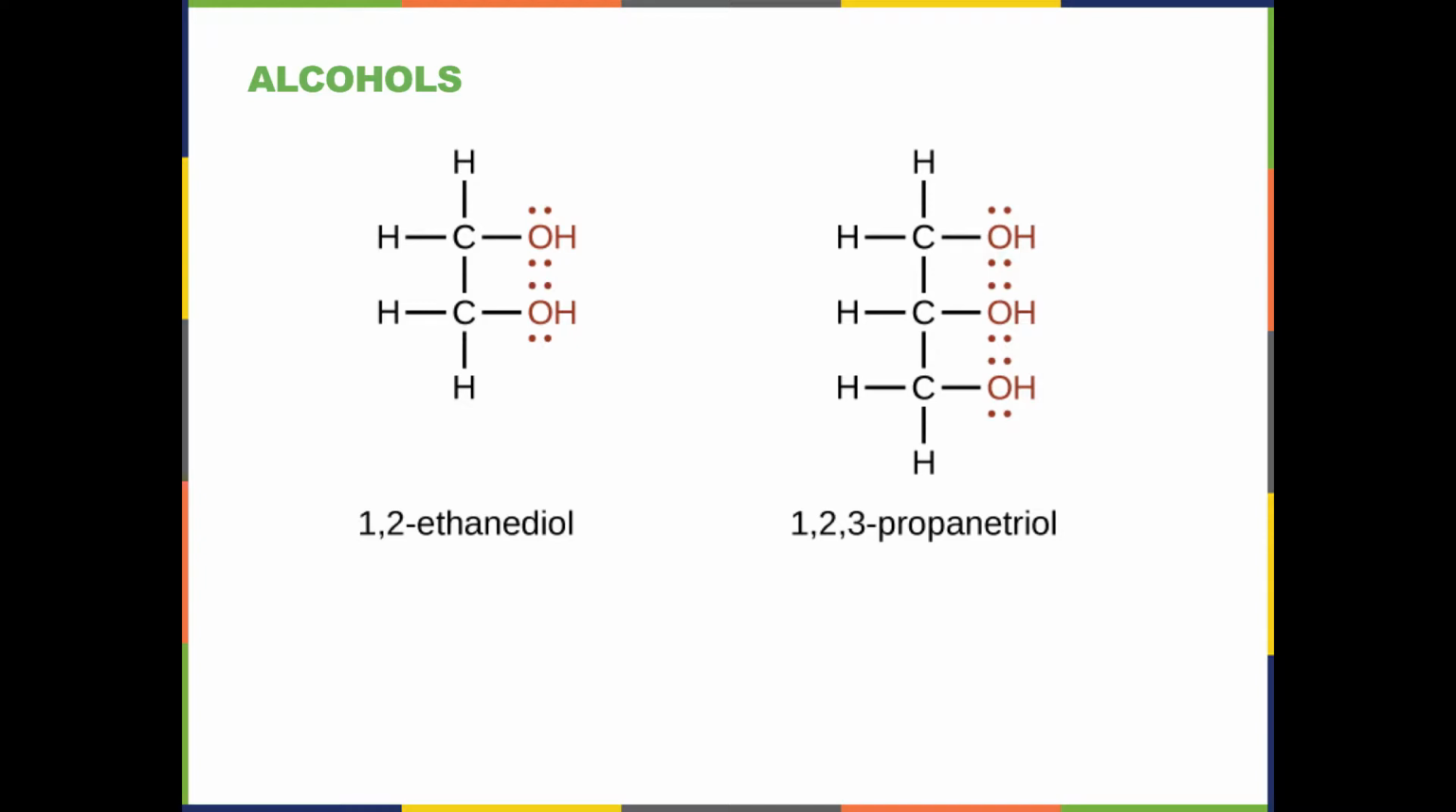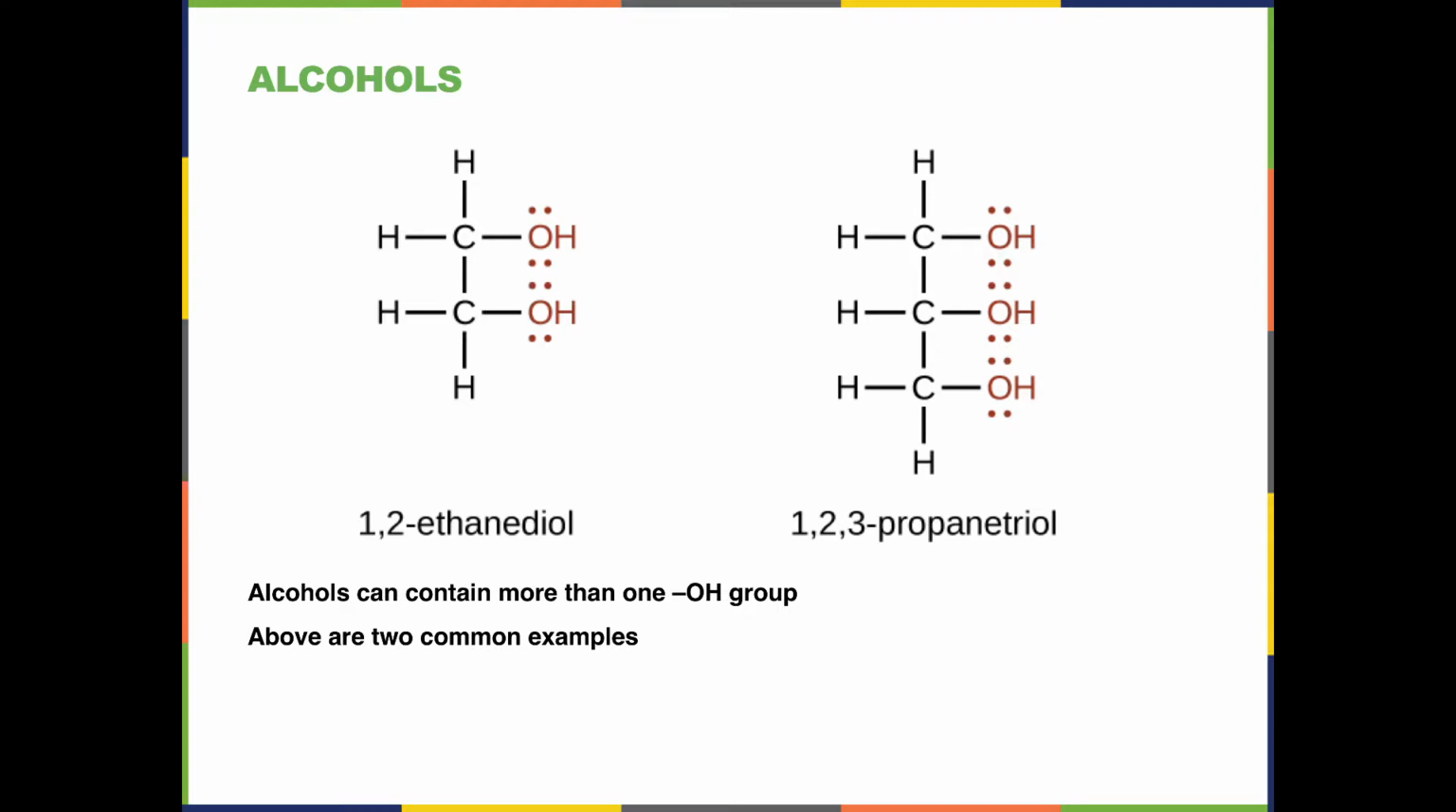1,2-ethanediol is an alcohol that has two carbons and two OHs, and each OH is on its own carbon. 1,2,3-propanetriol is a three-carbon compound that has three OHs, each of which is on a separate carbon. Now, if you had, let's take the one on the right, say two OHs on the middle carbon and one on the end, then you'd have 1,2,2-propanetriol. So alcohols, as I said, can contain more than one OH group, and these are just two common examples pictured here above.